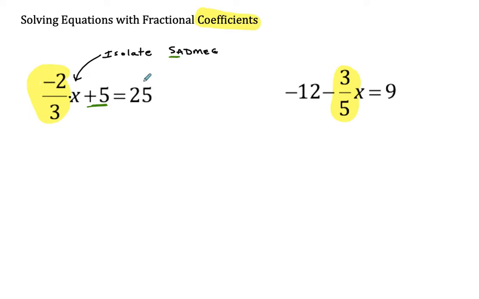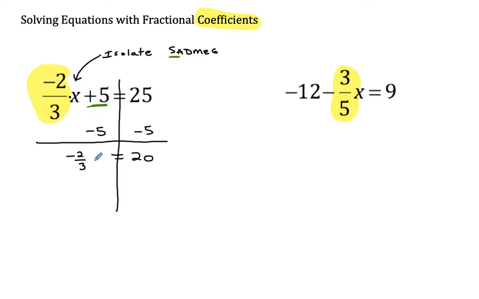So I'm going to do the opposite of adding 5 to both sides. So I'm going to subtract 5 from the left-hand side. You can still build your wall if you like to, if that helps keep you organized. And I'm going to subtract 5 on this side. And I'm going to do the operation. So 25 take away 5 is 20. Bring down my equal sign. And positive 5, negative 5 will cancel out. So I'm going to bring down what's left on this left-hand side, which is negative 2/3 x.